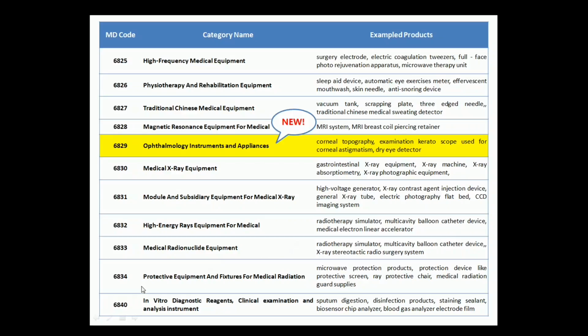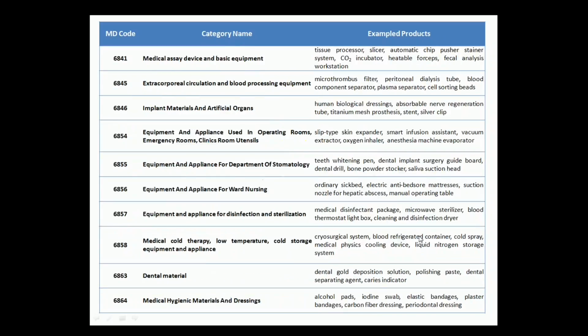Also, the 34 stands for the protective equipment and the fixtures for medical radiation. We got the microwave protection products, protection devices like protective screens, the ring protective chair, and the medical radiation gas supplies. Also, we still have a lot here from the 6841 to 6864.